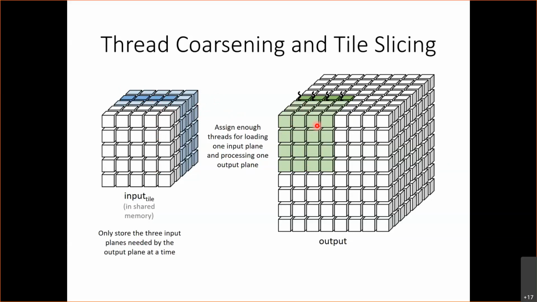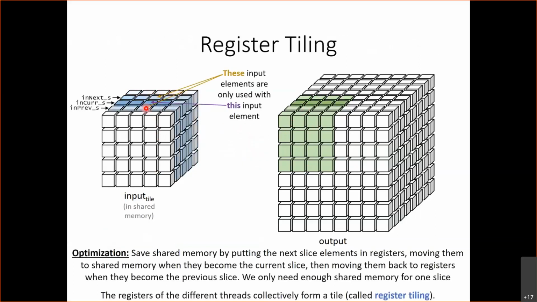Then the final observation we made was that at any point in time, when we are using these three planes, the previous plane, the current plane, and the output plane, only the elements in the current plane are actually shared across the threads computing different outputs. But if you look closely, the elements in the next plane and the previous plane are only used by the thread that loads them. So for example, this output element over here, which corresponds to this input element over here, is the only element that's going to use these neighboring elements in the z dimension. No other output values in this plane will use these neighbors in the z dimension.